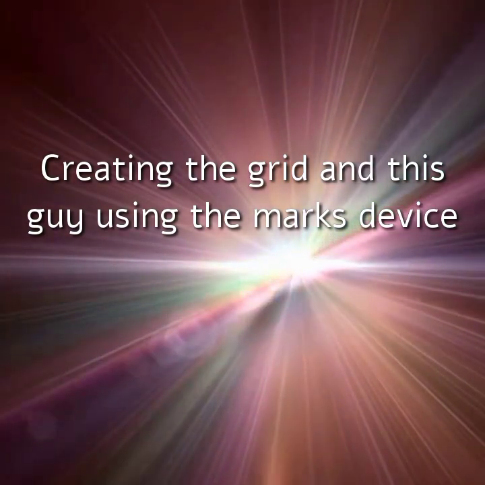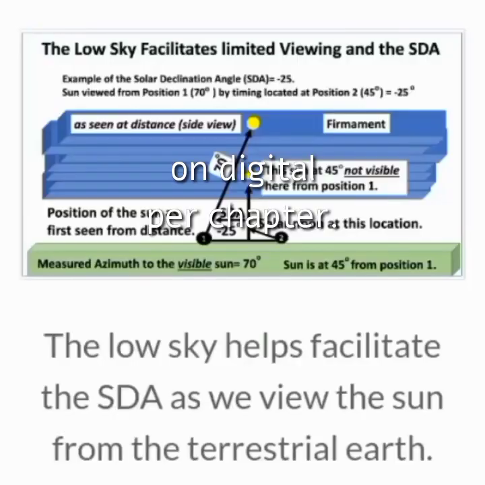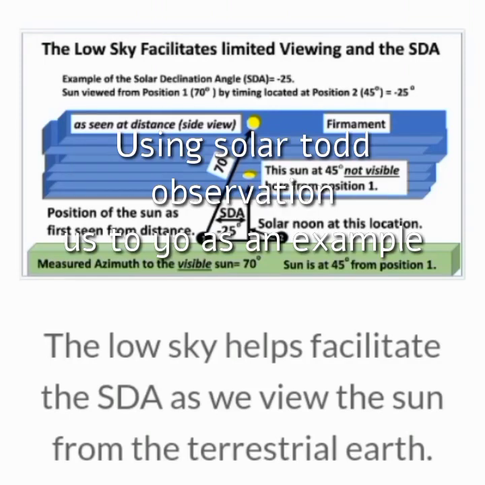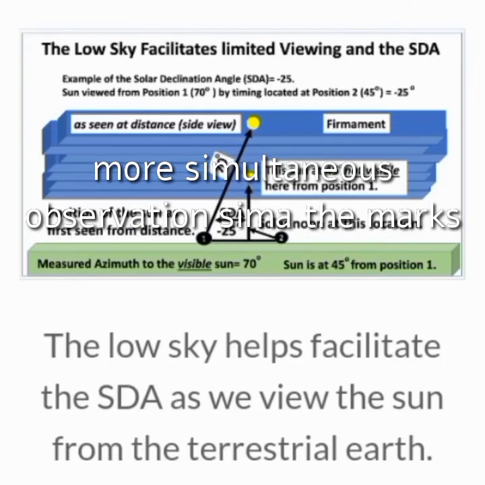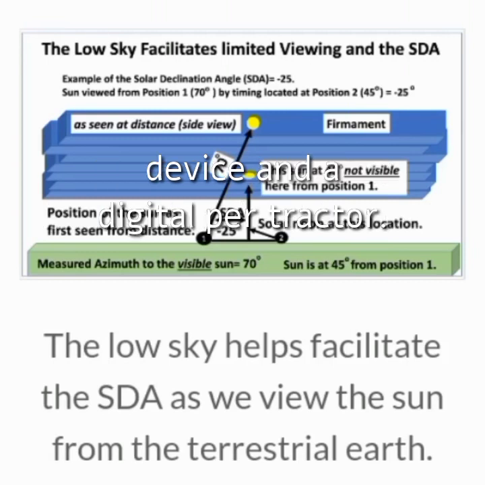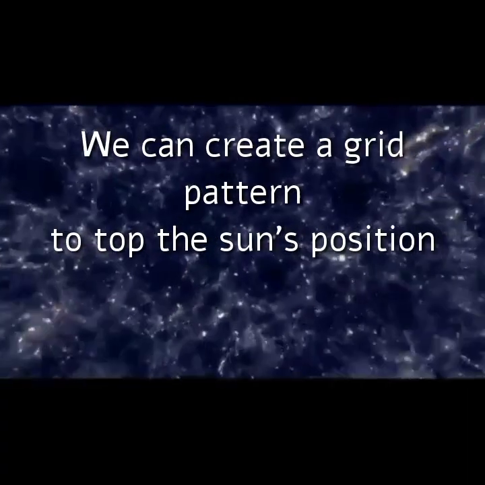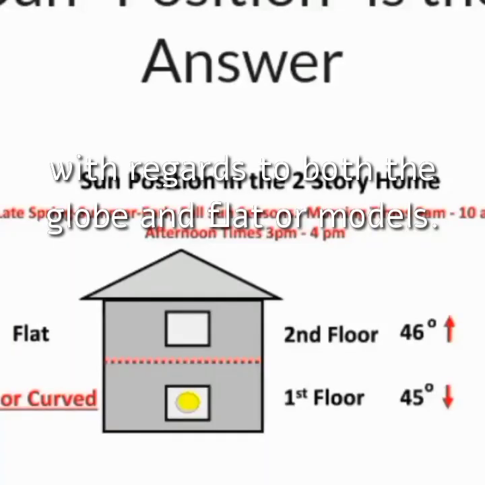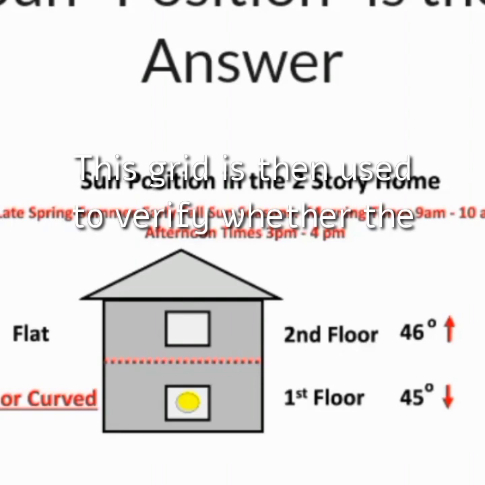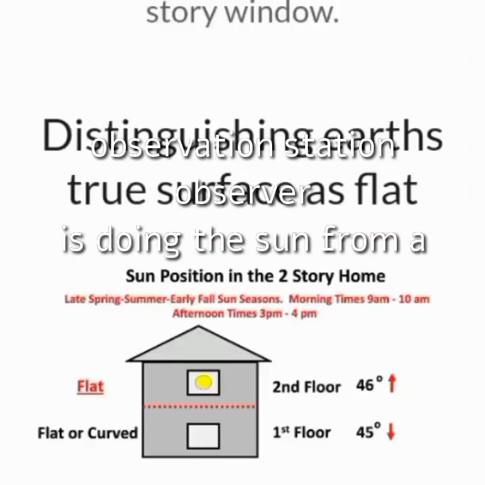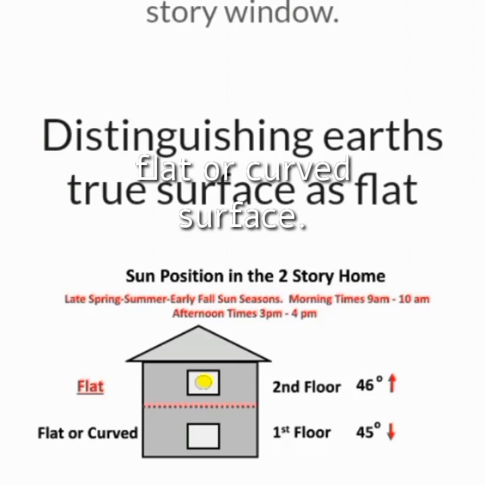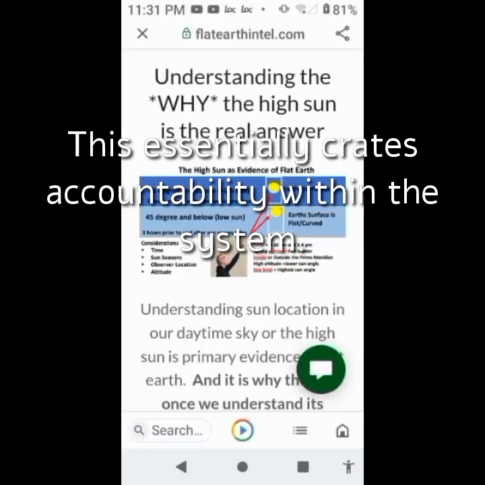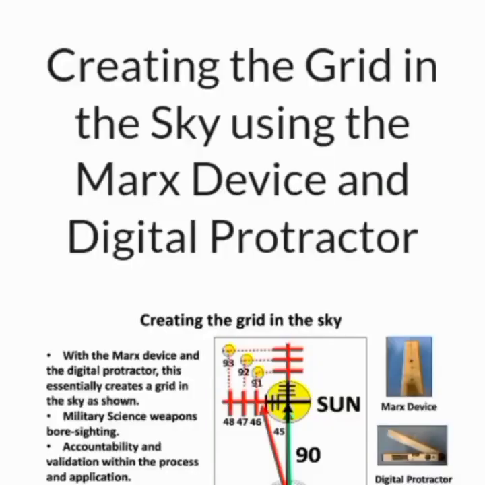Creating the grid in the sky using the Marks device and digital protractor. Using solo timed observation, STO, as in this example, or simultaneous observation, SIMO, the Marks device, and a digital protractor, we can create a grid pattern to check the Sun's position with regards to both the globe and flat Earth models. This grid is then used to verify whether the observation station, observer, is viewing the Sun from a flat or curved surface. This essentially creates accountability within the system.